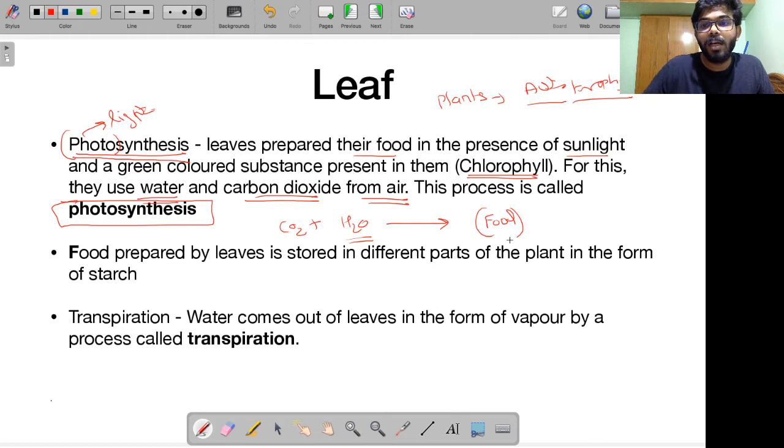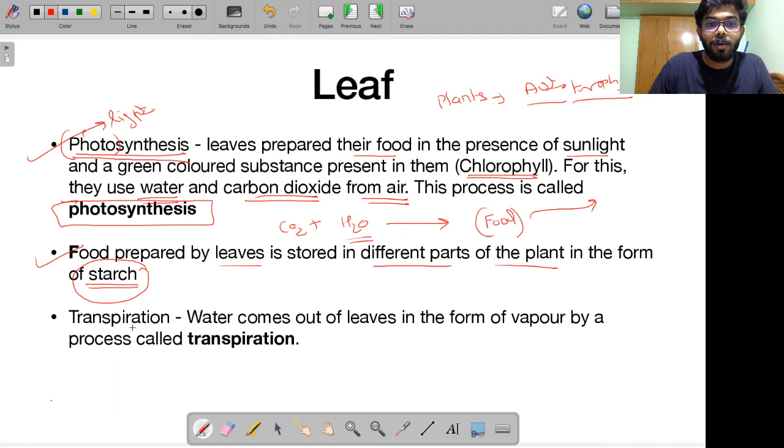Some of this food is consumed right away because the plant is also undertaking so many activities. The plant also has to grow. It is transporting water, transporting food. All these things require energy, so some of the food gets consumed in these activities. On the other hand, there is some amount of food that is excess, left over. The food has to be stored by the plant. Food prepared by the leaves is stored in different parts of the plant in the form of starch. What exactly is starch? Starch is how excess food from the plant is stored.